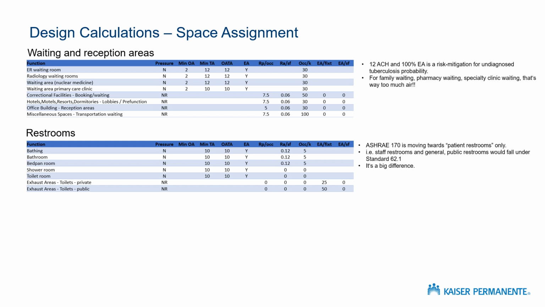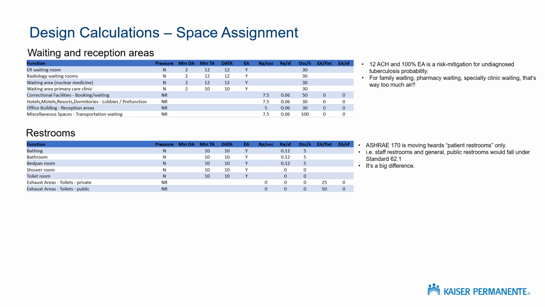But again, most of the waiting areas that we have in hospitals, pharmacy waiting, clinic waiting, just the general seating that we have around the lobby of the building, those are not ER waiting rooms or radiology waiting rooms where we're very worried about tuberculosis risk. Every patient floor has a couple of family waiting areas where the families can hang out. Those are also not 12 air change per hour, 100% exhaust waiting rooms. And so if we start to parse those up more carefully, it has a significant difference on exhaust air and outside air. And then restrooms.